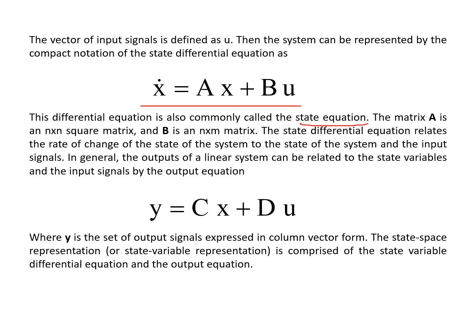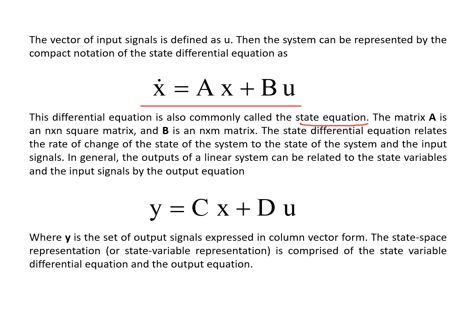This particular equation is called the state equation, where A is an n cross n square matrix, B is an n cross m matrix, and the state differential equation relates the rate of change of state of the system to the state of the system and the input signal.